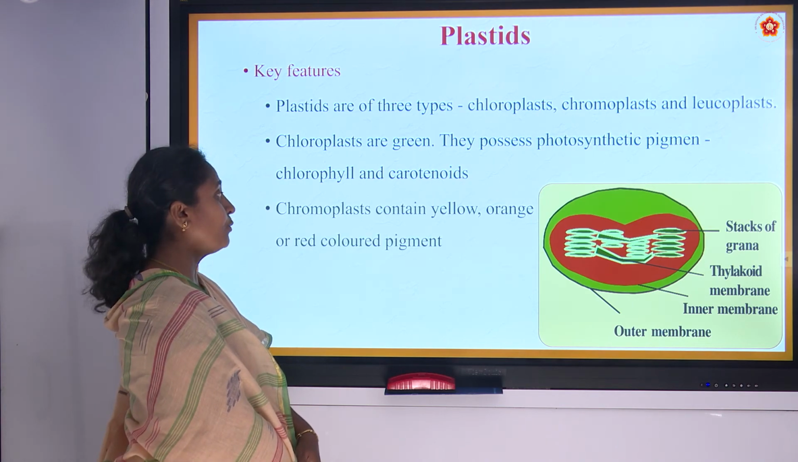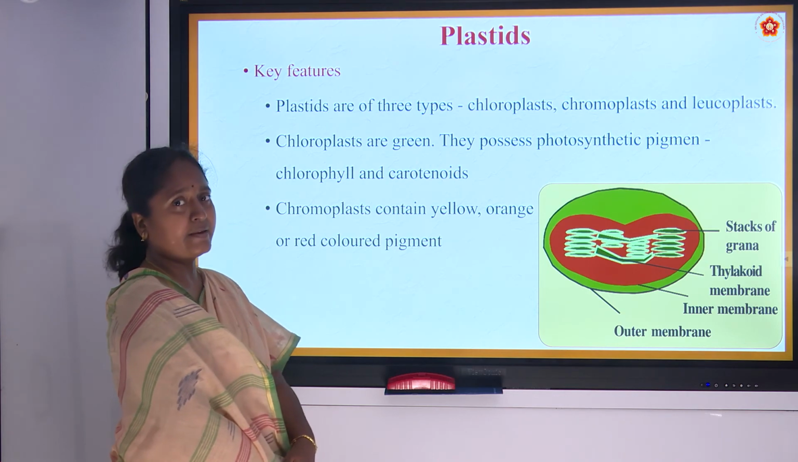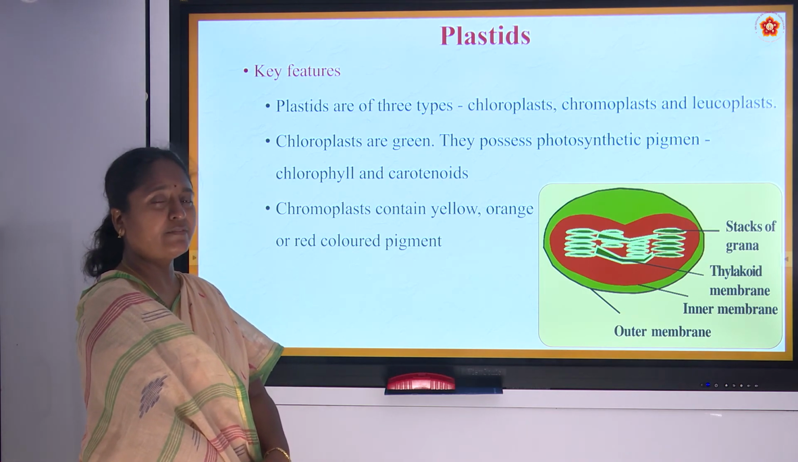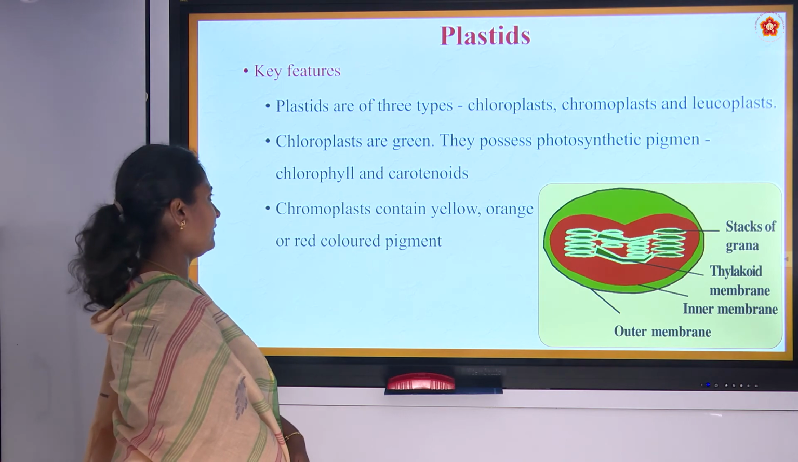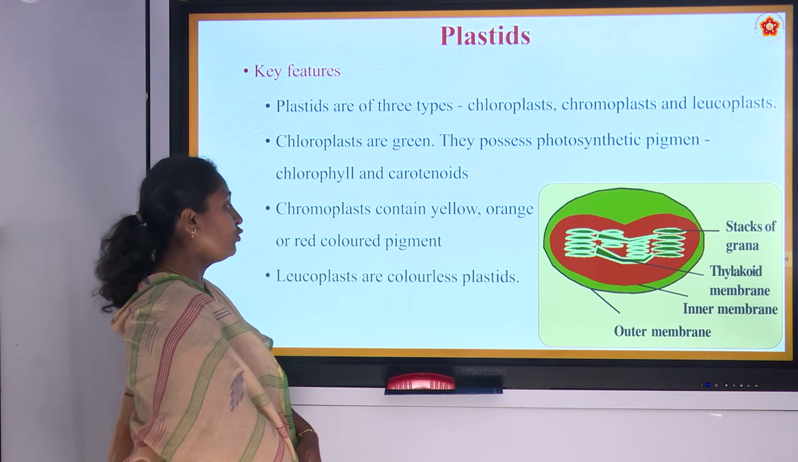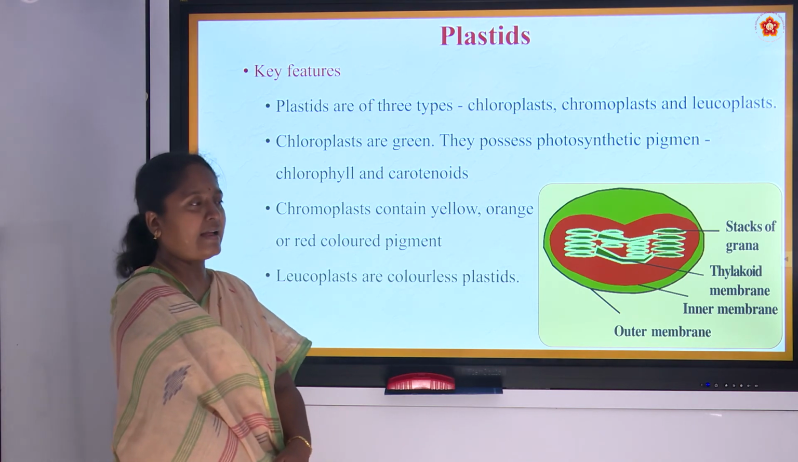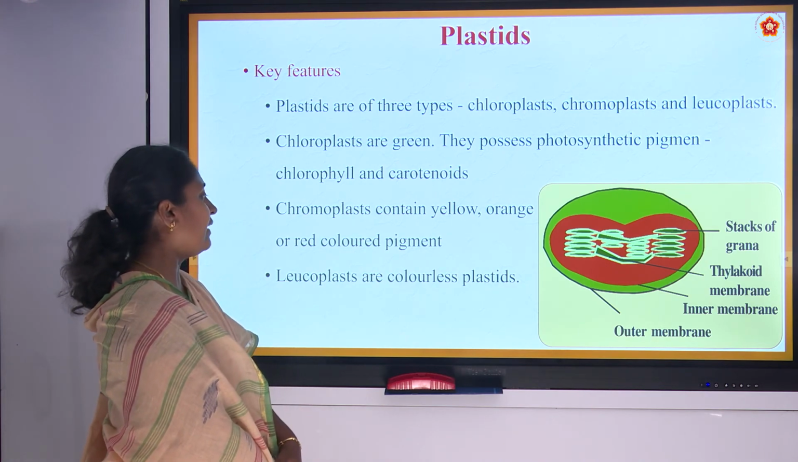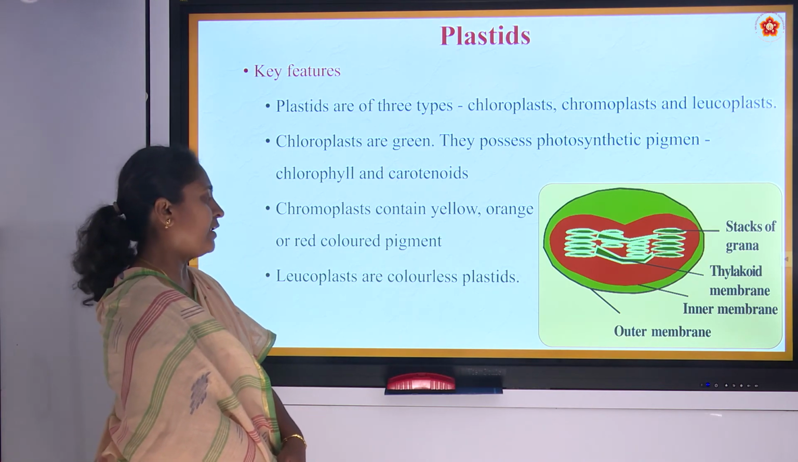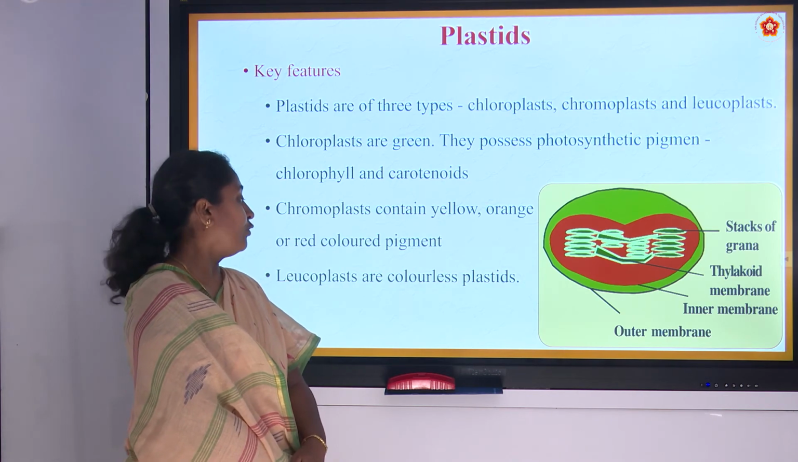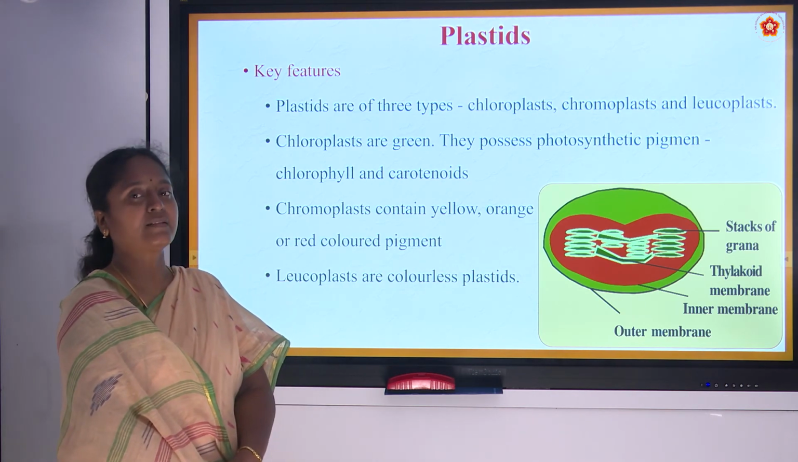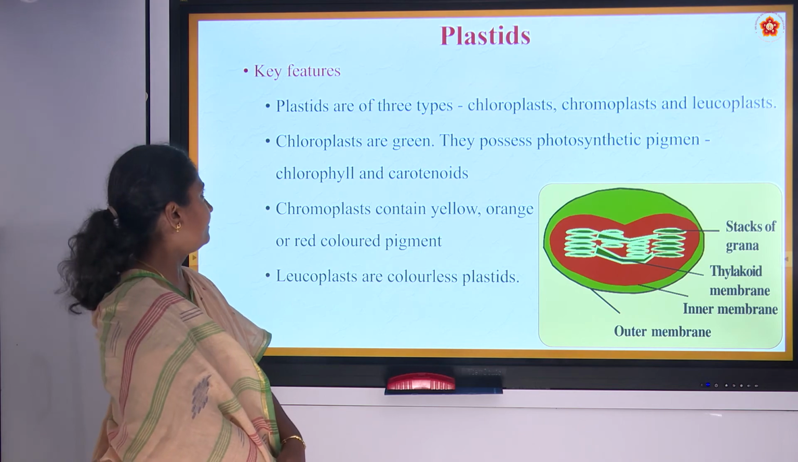The next is chromoplast, which has yellow, orange or red color pigment. Maybe you can see it in some of the plants, right? These kinds of colors. The next one is leucoplast. Leuco means colorless. So they are colorless cell organelles. These are known as leucoplast, which may also be present in the plant.